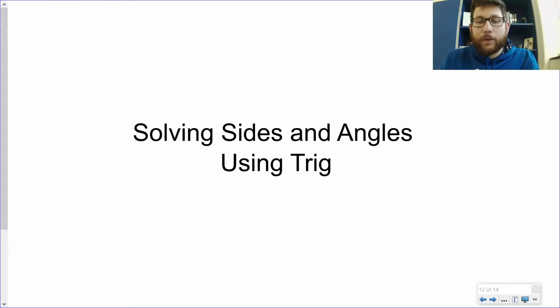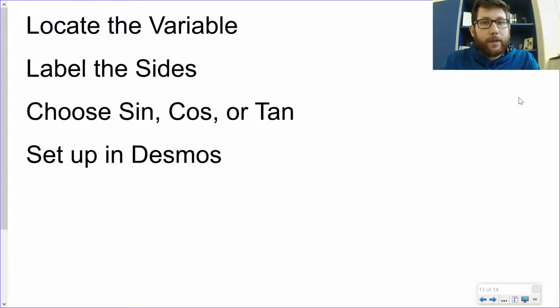All right, so we've been dealing with some trig triangles for a while now. We've been labeling sides, we've been choosing sine, cosine, or tan, and all of that. What we're going to do now is combine all of that to start solving for sides and angles using trig. So let me give you a couple steps that we're going to follow for solving using sine, cosine, or tan.